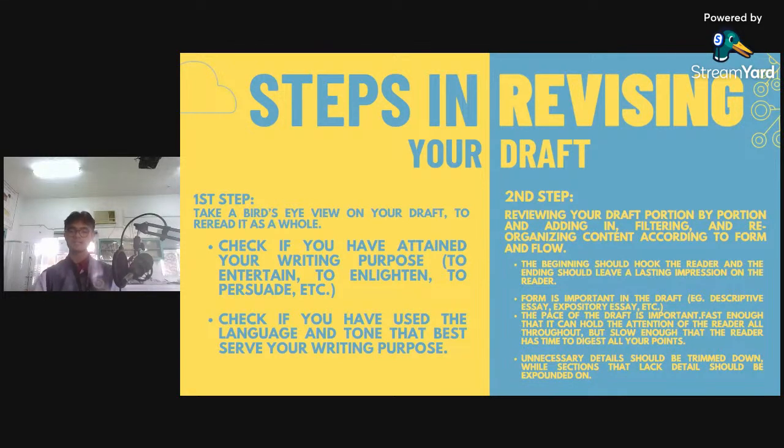And the fourth and last one is that unnecessary details should be trimmed down, while sections that lack detail should be expounded on. Sometimes in our draft, we tend to put too many words, right? Sometimes simple and concise is a good way of giving information. Because clarity is really important in this context, because we want our readers to understand what we are writing about. If you put less detail on the important stuff and more detail on how you present it, sure, it could sound good, right? But the information we could get from it is very trimmed down, very minimal. So it's important to know what you're writing and to know how much information you put in.